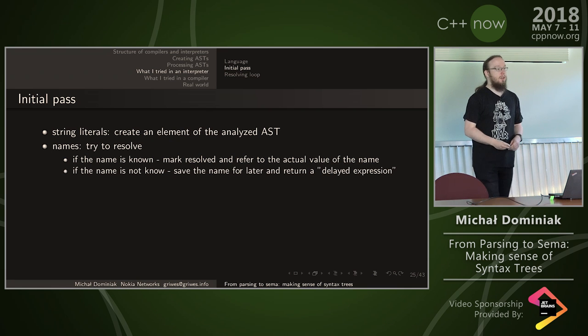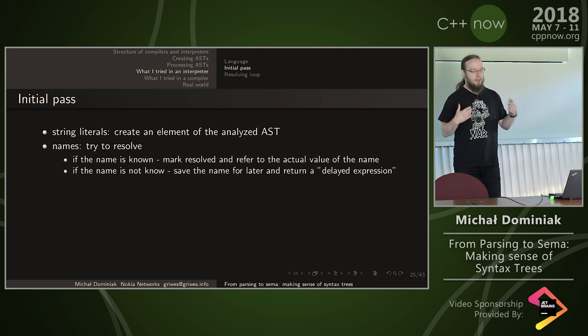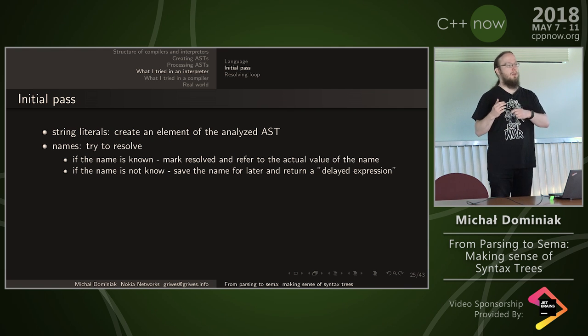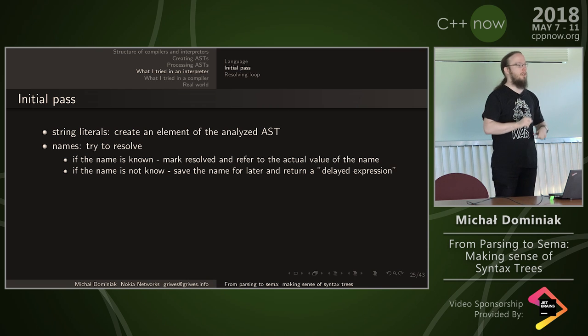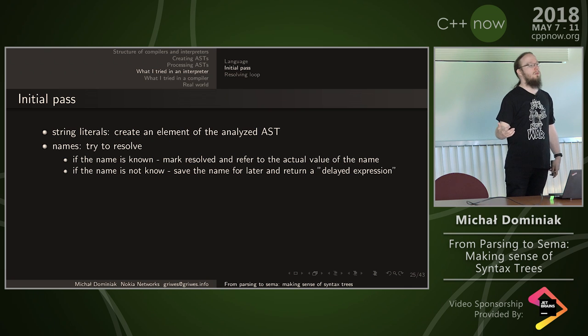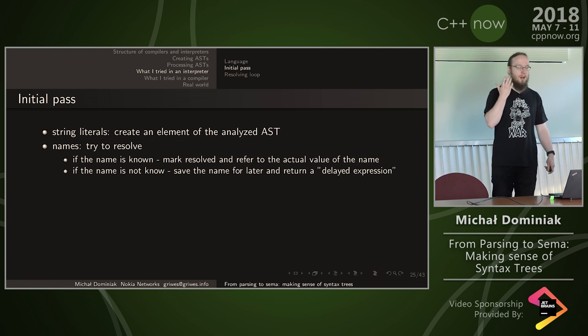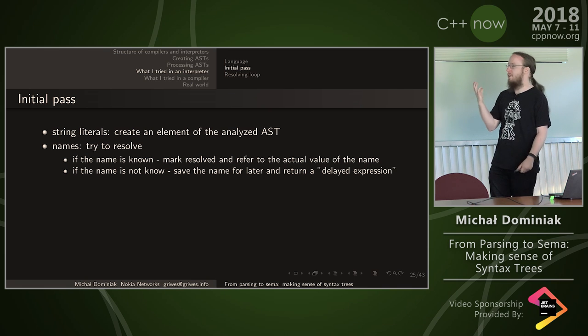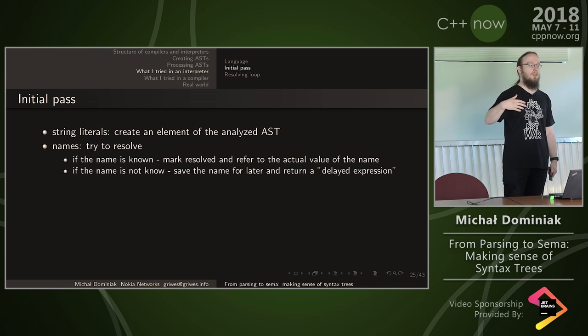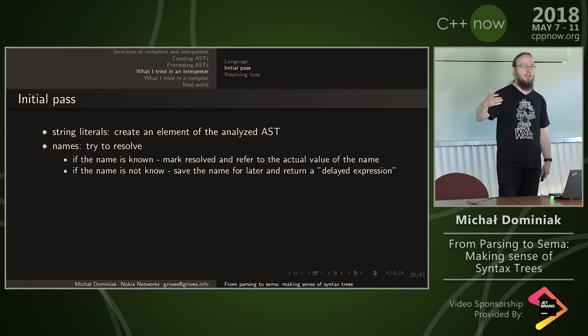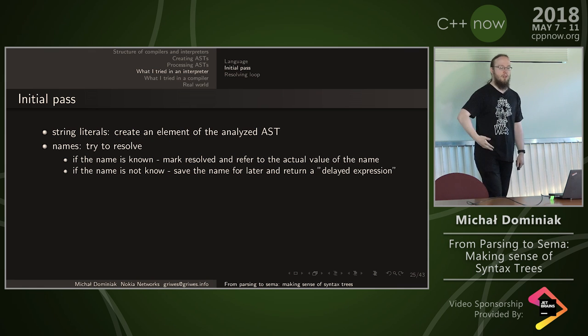If it is not known, we aren't going to do any crazy things. We are just going to create a node, an unresolved, a delayed expression, which is going to save the information about what the identifier was. And the result of this is we get an object that has an identity that represents the expression. And later on, we can use that identity. We can update, quotes, that identity to actually refer to what was created after that.